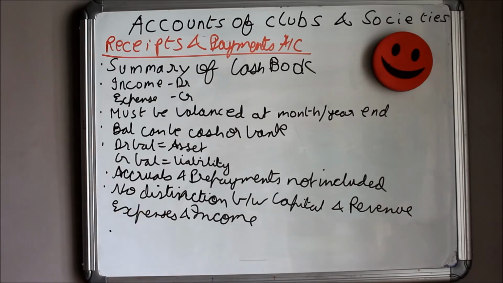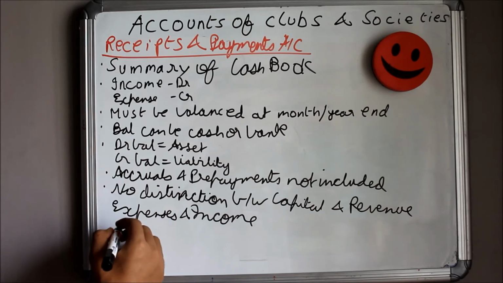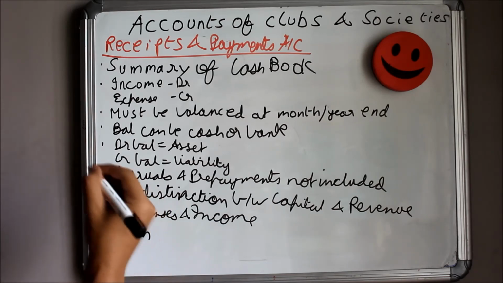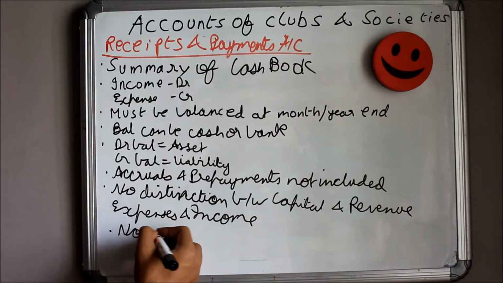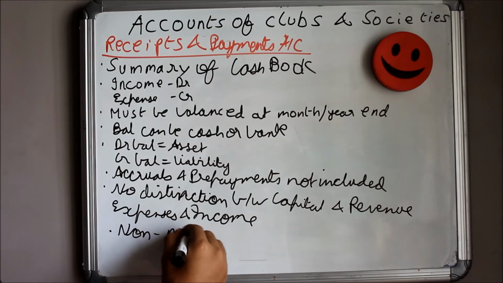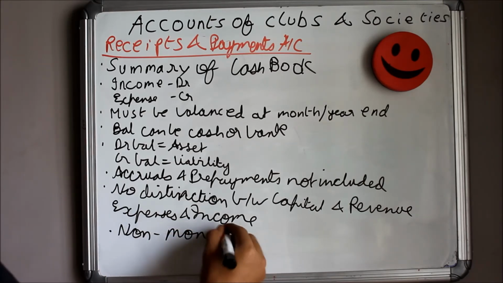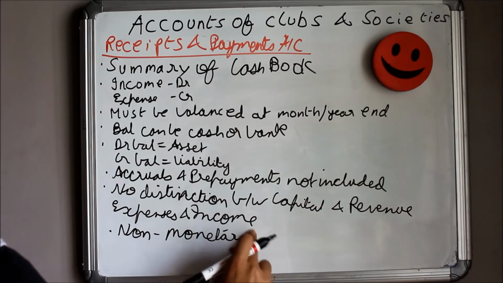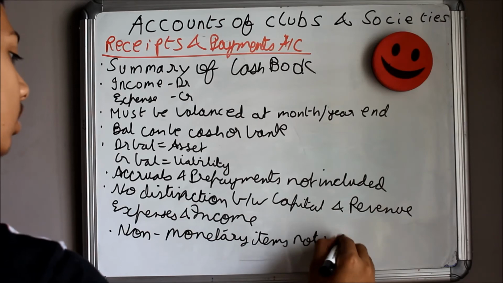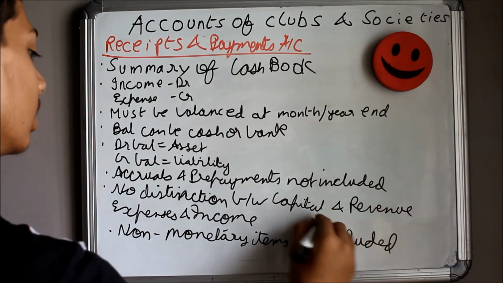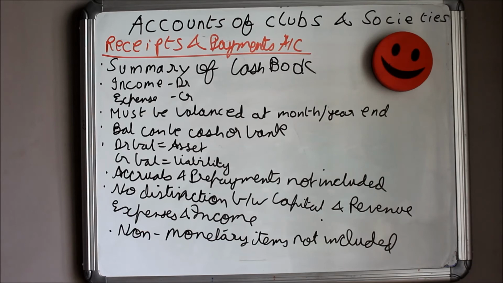And finally, the last point for the receipts and payment account is that non-monetary items such as depreciation are not included. So if you don't know what depreciation is, you can look at my earlier video about depreciation. I explained everything in detail over there, so you can have a look at it. So non-monetary items not included. So these were the points which are in the receipts and payment account. Now the next thing which I'm going to show you is the format for the receipts and payment account.